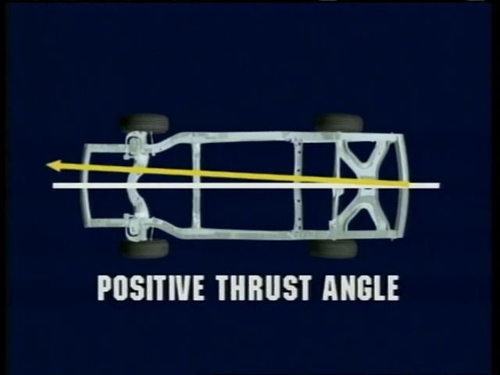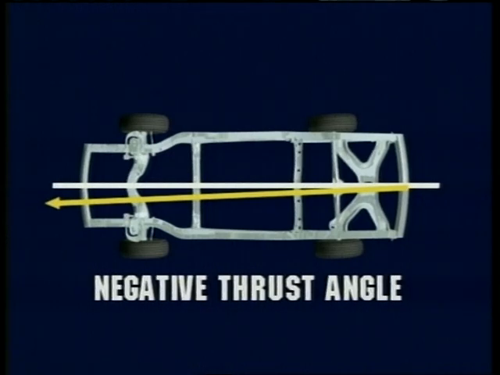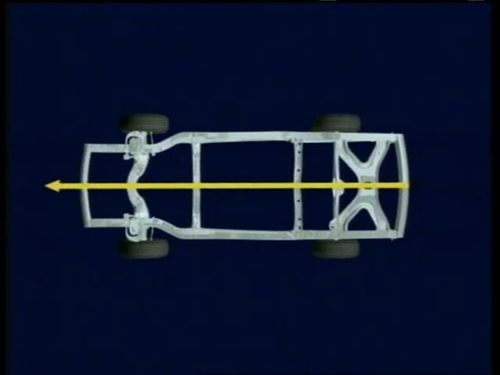A positive thrust angle projects to the right of the vehicle center line when viewed from the top. Negative thrust projects to the left of the vehicle center line. If the thrust angle is between 0 and 3 degrees, the vehicle should not have any tracking problems.